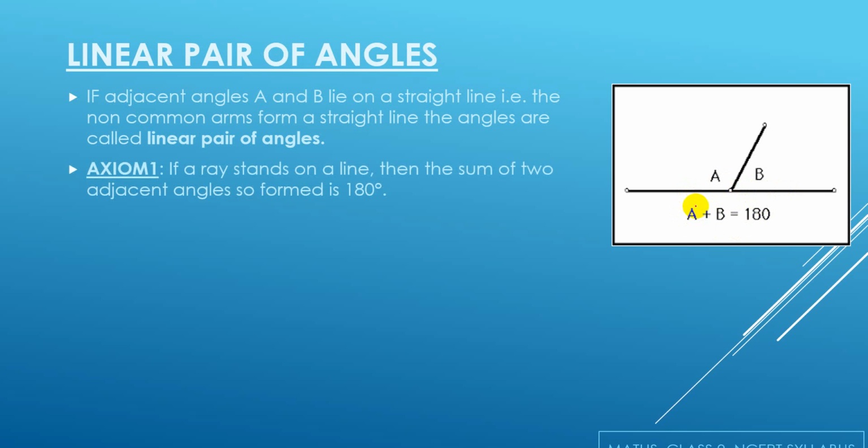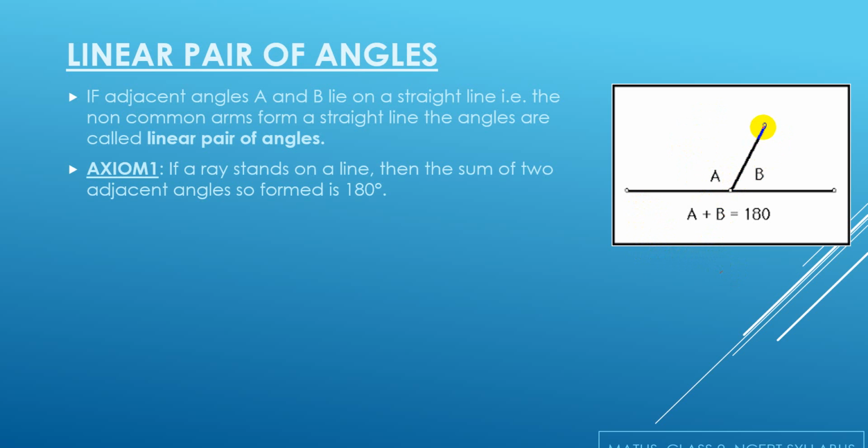Now, with this linear pair of angles, we have two axioms attached. What are axioms? You are already familiar with them. Axioms are the predefined statements which need not be proved. They are the predetermined statements. The first axiom says that if a ray stands on a line, then the sum of two adjacent angles so formed is 180 degrees. This is what we have done according to the definition of linear pair of angles.